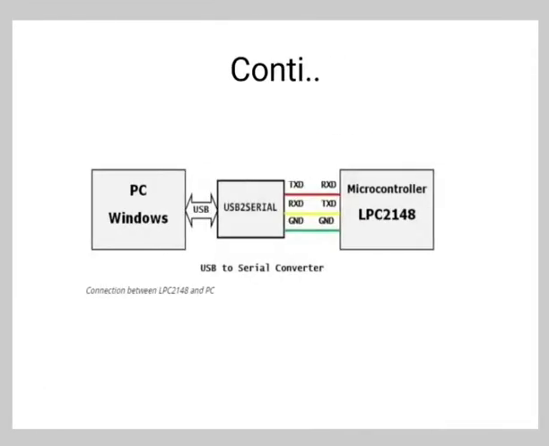Then the next diagram shows the USB to serial converter. So this is PC Windows, in between the USB connection is done, and it is USB to serial. Then the transmission line of USB to serial and microcontroller LPC 2148 are connected. So the transmission line of USB to serial is connected to the receiver line of the microcontroller. Then the receiver line of USB to serial is connected to the transmitter line of the microcontroller, and the ground lines are also connected here.